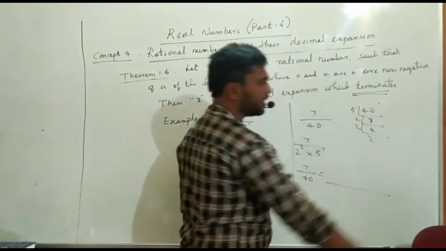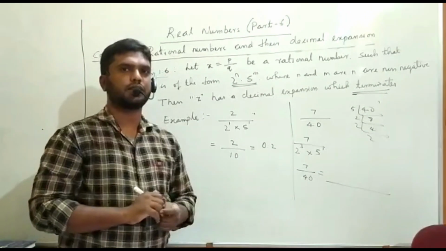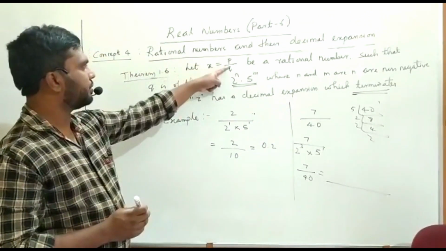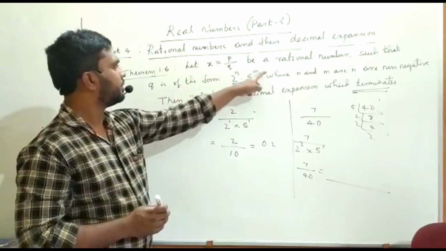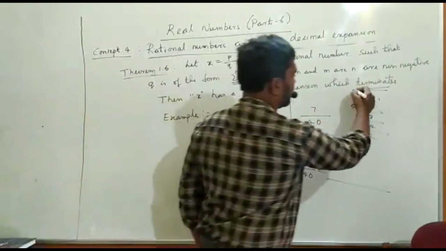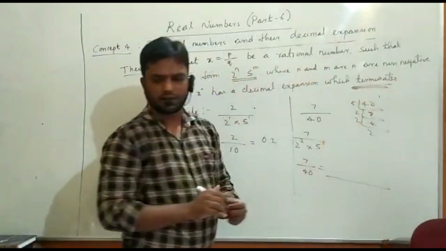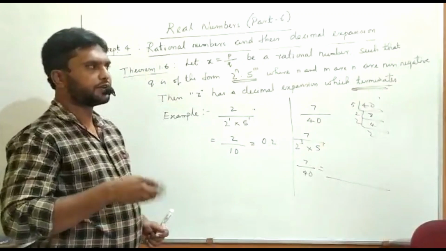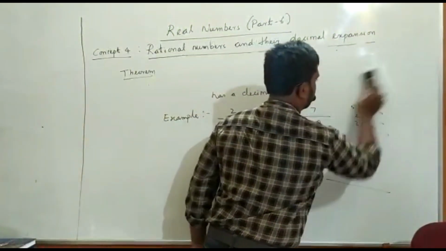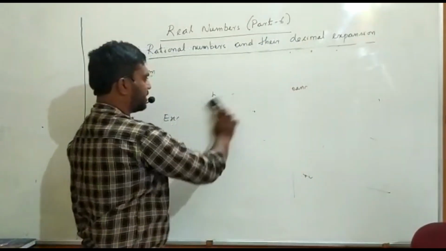surely it will terminate. So this is the theorem. If it is in the form of p by q, and q is in the form of 2 to the power of n and 5 to the power of m, surely the decimal expansion will terminate. There is a next theorem for this. I will not write the statement, I'll just explain the theorem.